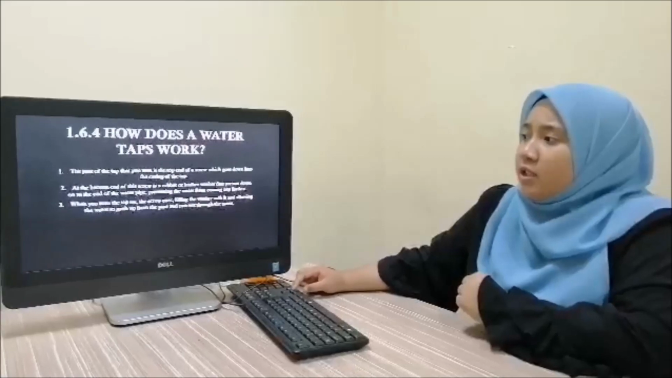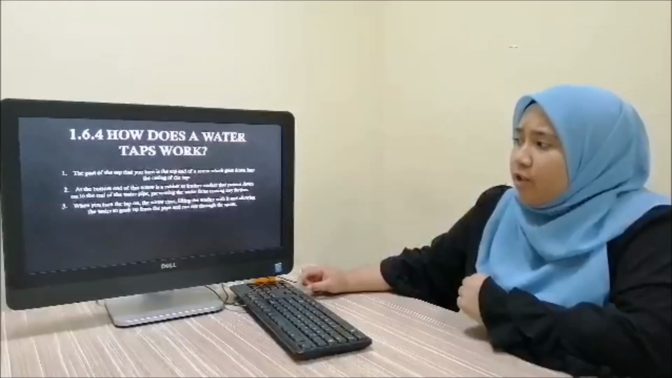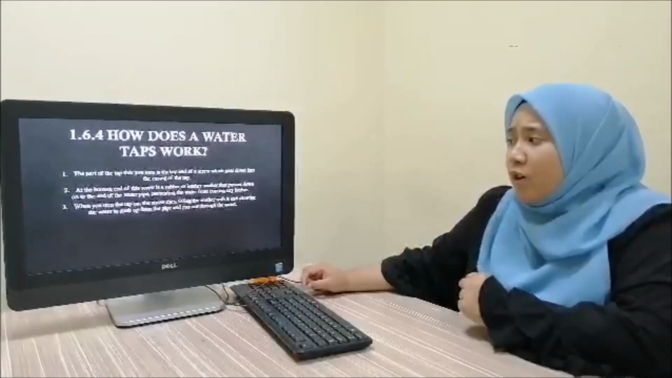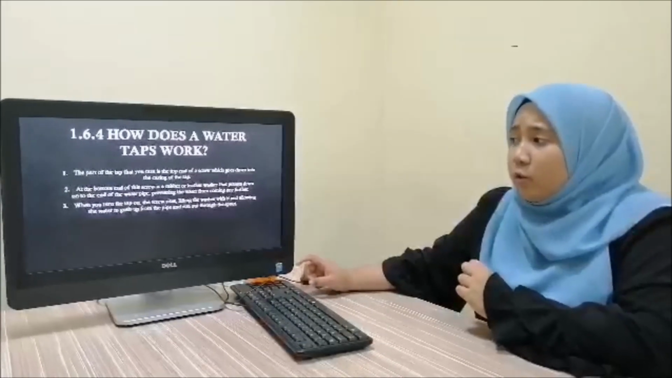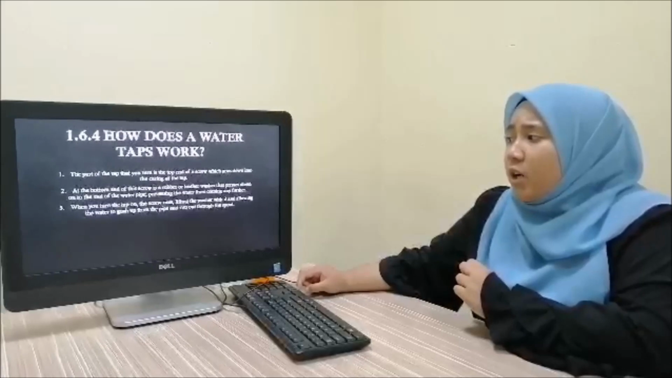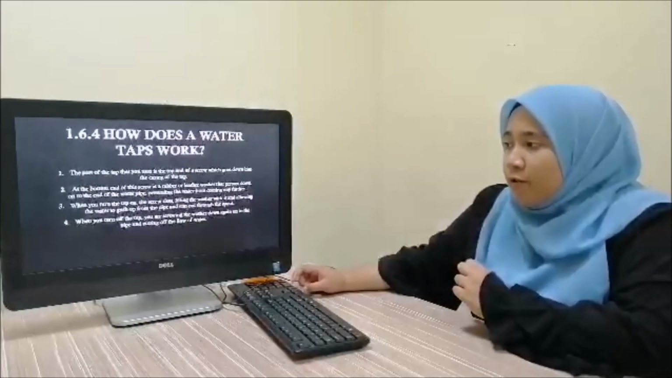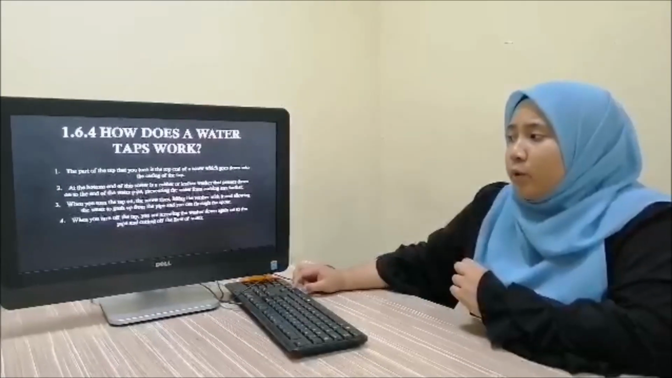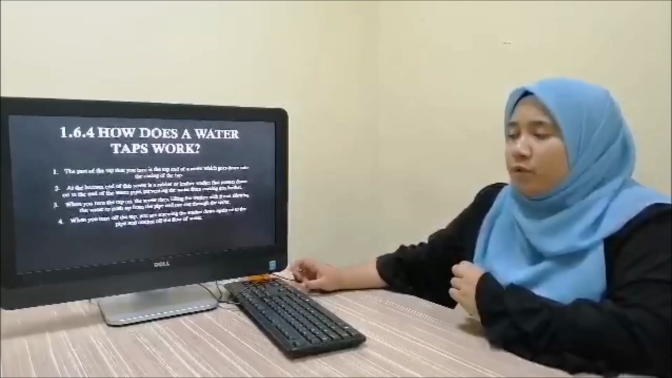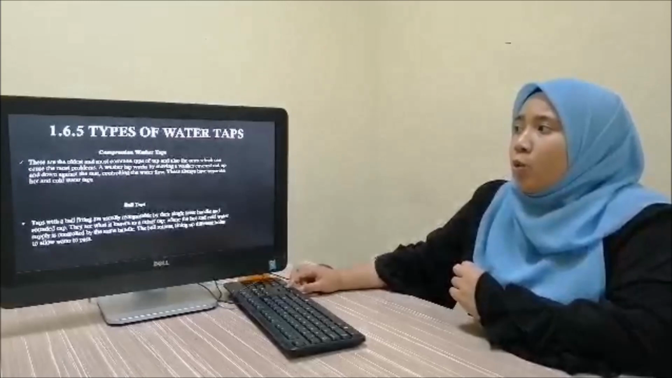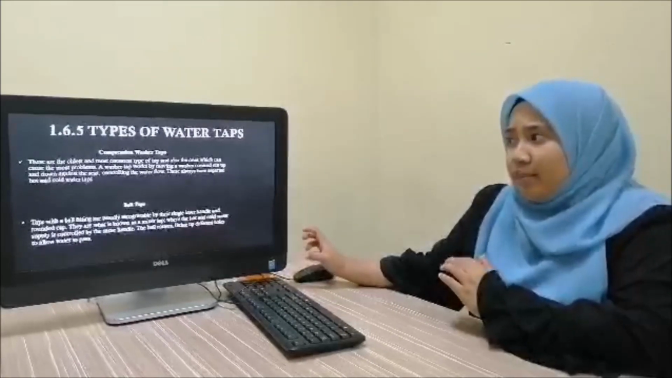Third, when you turn the tap on, the screw rises, lifting the washer with it and allowing the water to gush out from the pipe and run out through the spout. Fourth, when you turn off the tap, you are screwing the washer down again on the pipe and cutting off the flow of water. Types of water taps.